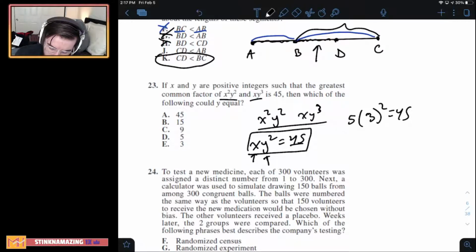Thinking is like, okay, y could be 1. 1 squared is 1, so therefore x has to be 45. 45 is not divisible by 4, so I can't do 2 squared. But what's 3 squared? 3 squared is 9. 9 goes into 45. So then therefore x is 5. So y could be 3.